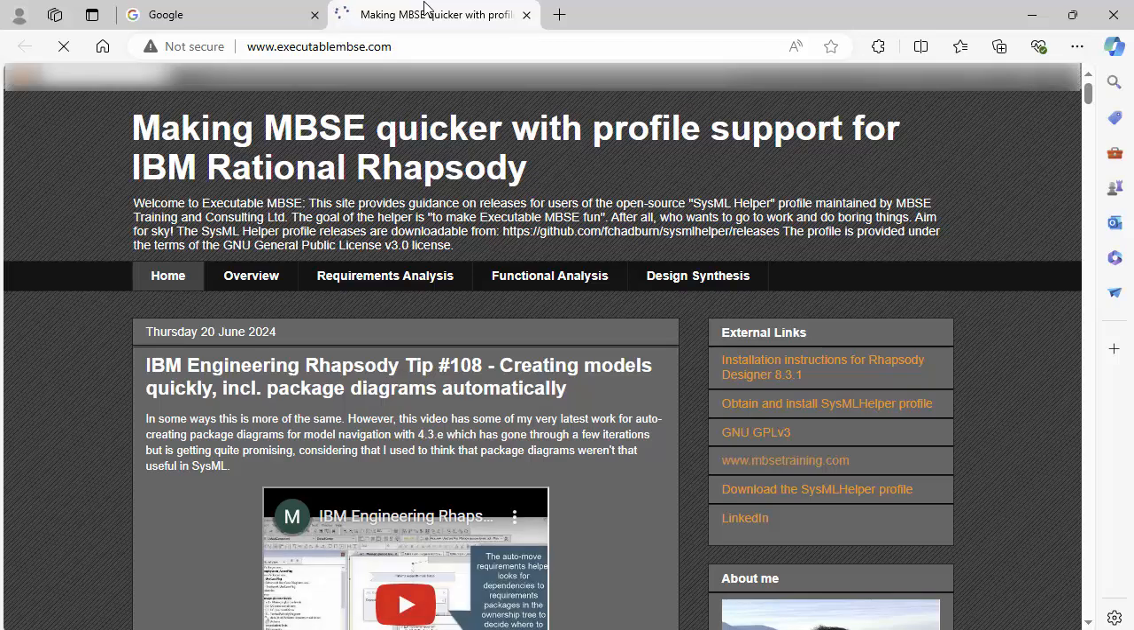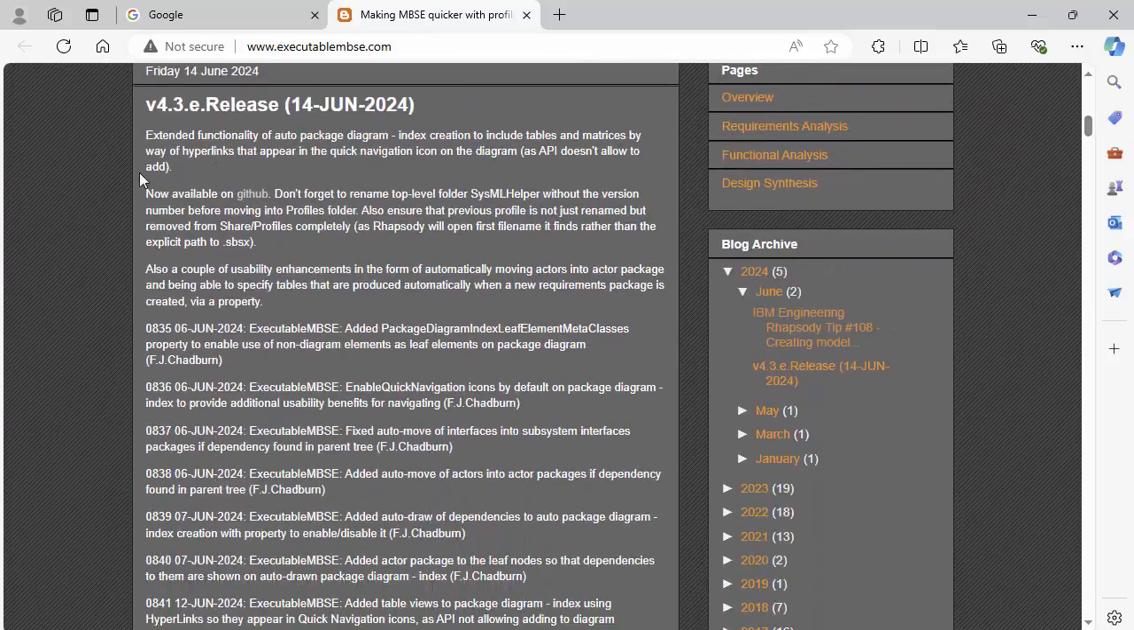If you look on my ExecutableMBSE website here, then you can see that there is a link to be able to get this profile from GitHub.